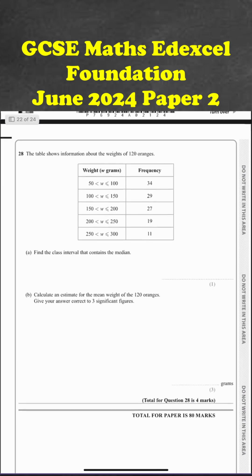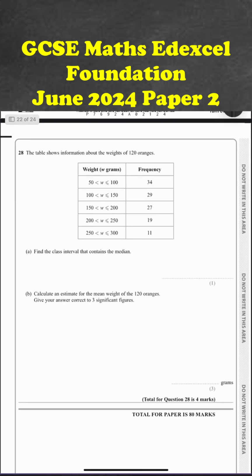And the last question on the paper. The table shows information about the weights of 120 oranges. Find the class interval that contains the median. We have 120 oranges. The median is going to be the 60th term, or 60.5th, I believe it is. We have 34 in here, 29 in here, which 34 plus 29 gives us 63. So it's going to fall within this one here.